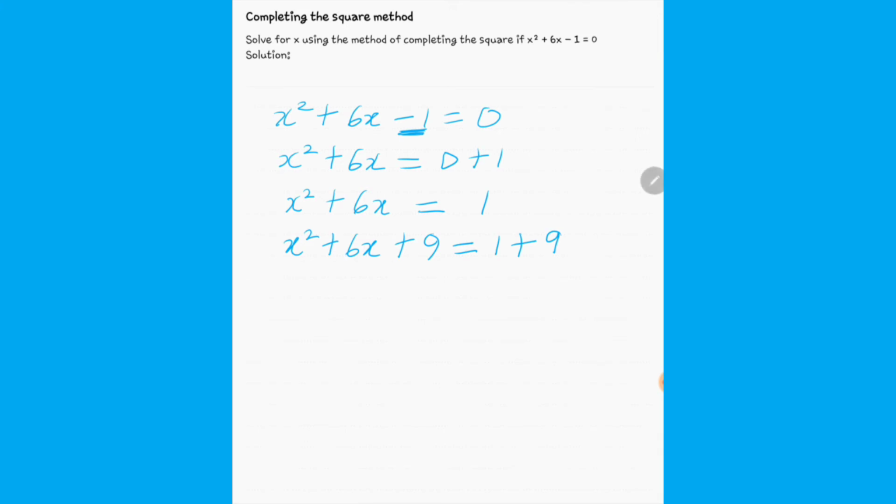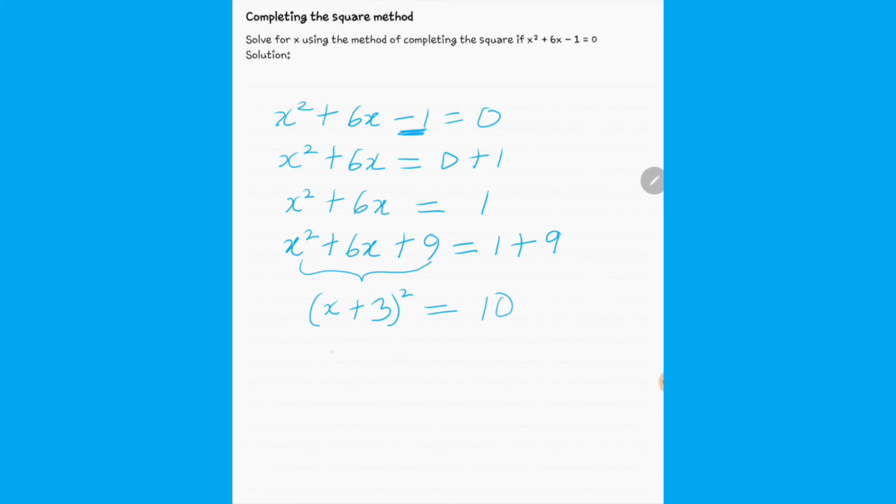Now that you have this, you can express it in the form of a square as x plus 3 all squared. Why x plus 3 all squared? The same video I mentioned earlier. Watch the video and find out why it is x plus 3 all squared. Then this one will be equal to 10.